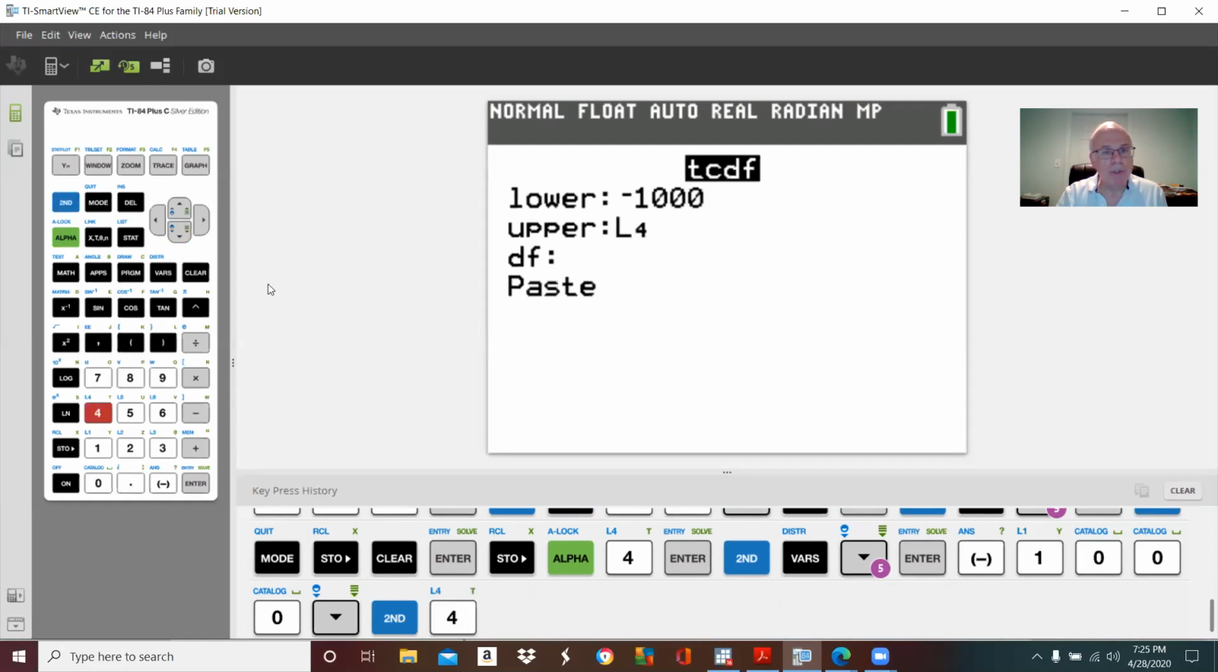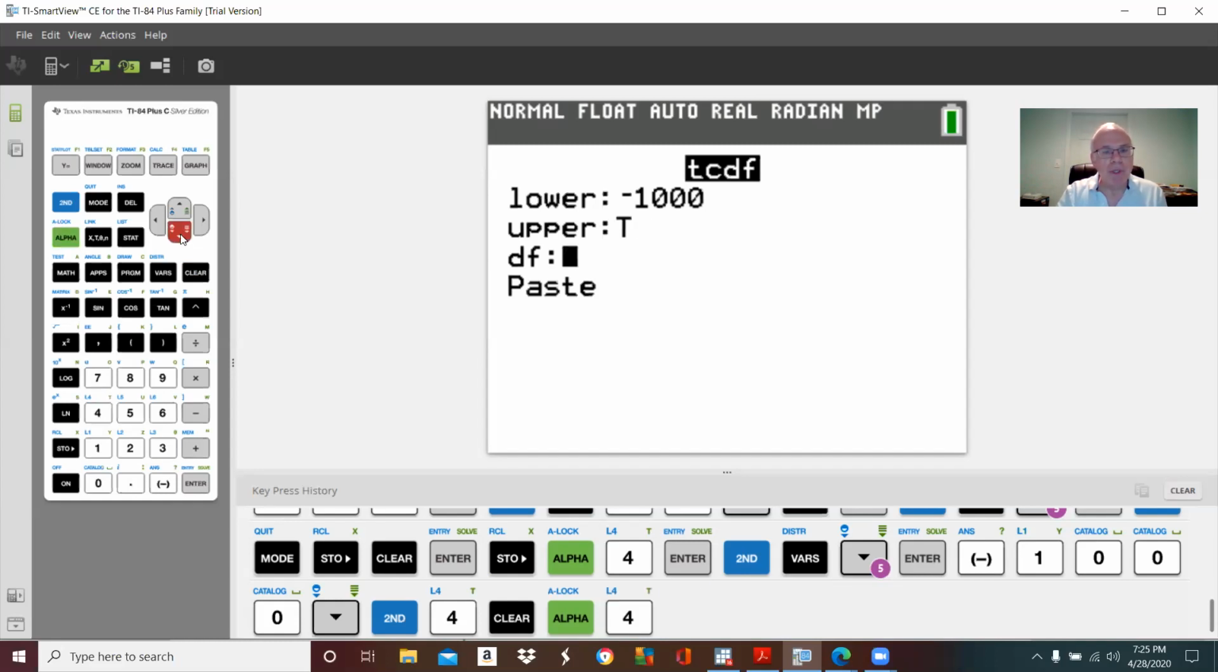Oh, I made a mistake there. Let's clear that out. I didn't use alpha, I used second. That's important, so you don't make that error. You're going to use alpha here to find that letter T. Here we go. All right.